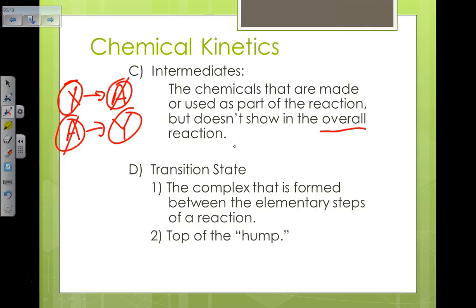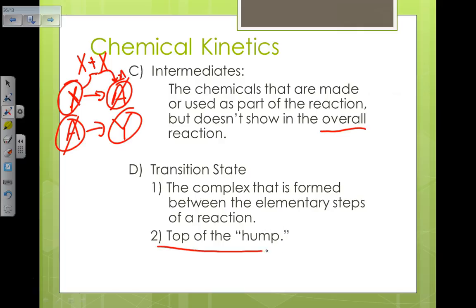Now we talk about the transition state. Well, the transition state is how all of this happens. How does X react to form A? Well, maybe what happens is there's a bond in X that breaks, and so it goes here, and then eventually what happens is it forms A.